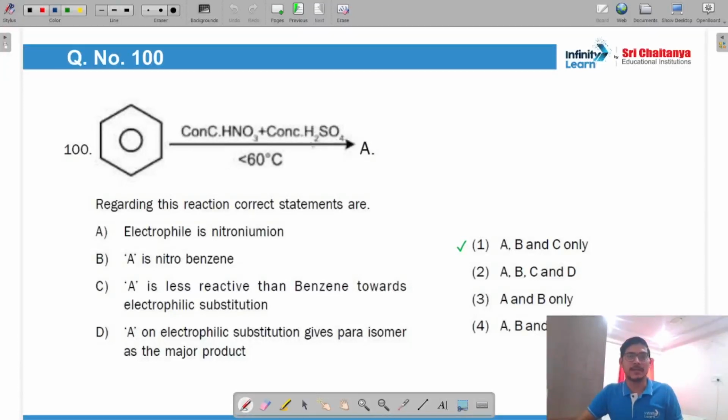This reaction is nitration. Regarding this, the correct statements are: the electrophile is nitronium ion. Yes, it is NO2 plus. The product is nitrobenzene, correct, and the nitro group deactivates benzene, so it is less reactive than benzene towards electrophilic substitution. Fine. A on electrophilic substitution gives para-isomer? No, NO2 is a meta-directing group, so further electrophilic substitution of nitrobenzene will give you a meta product. So A, B, C are correct, D is incorrect.